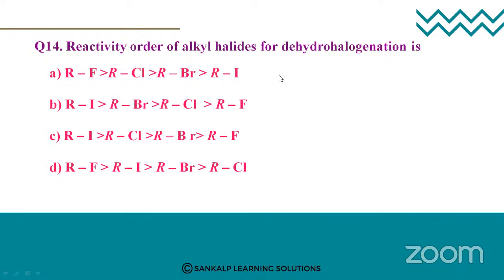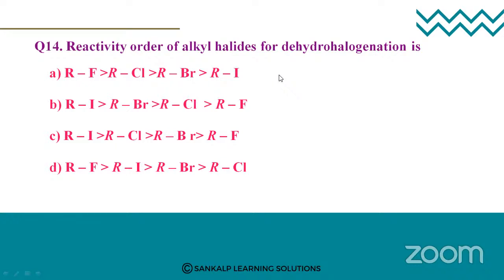So the carbon-halide bond breaks more easily. Fluorine is the smallest atom and iodine is the largest. So the carbon-iodine bond will break more easily than the C-F bond. So which is the answer? Our answer is B.